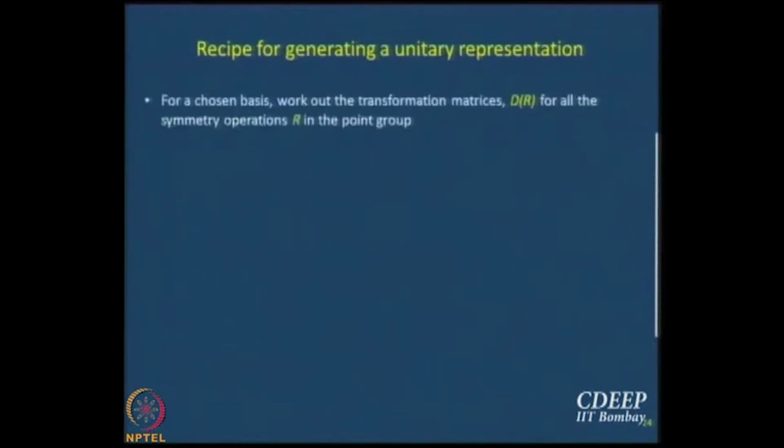What we really want to know after all this is how do I generate a unitary representation? What is the recipe? That is something that is going to come handy. So the recipe is this: you choose whatever basis you want to work with, and for that basis you work out the transformation matrices for all the symmetry operations in the point group. So they are going to be dR, right? Now you find the adjoints for every matrix, that is dR dagger. Next, work out the Hermitian matrix, sum over R dR dR dagger. Doable?